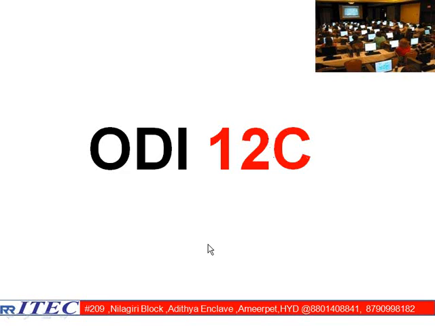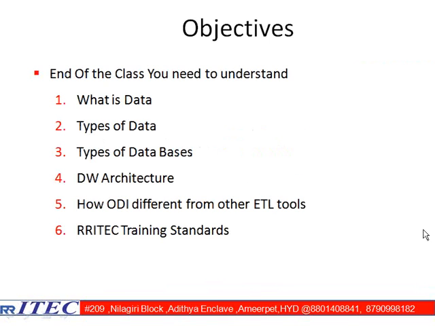You need to understand it. Those are all the things you need to understand. So as part of this 12C demo 1, we are going to understand the end of the class. Next is data warehousing architecture. Data warehousing architecture is common for any combination of the tools.